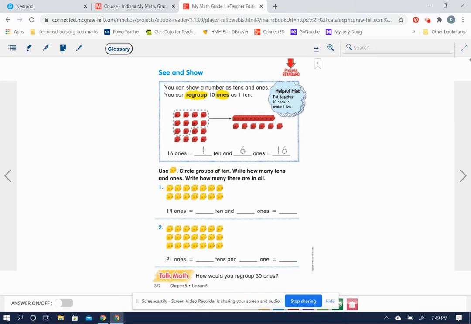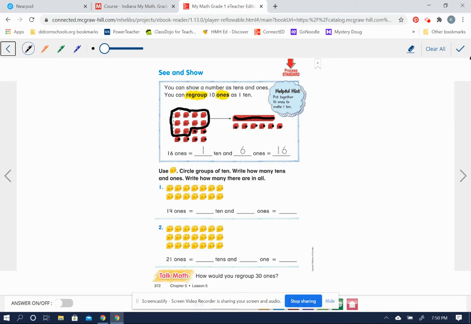So this is showing us kind of the same thing here. You can show a number as tens and ones. So by regrouping, these are all just the ones. But if we connect, I gotta get my pen. So if we group 10 of these and make them into a rod or a stick, then we've got 1, 2, 3, 4, 5, 6 left over. So this shows 16 ones.